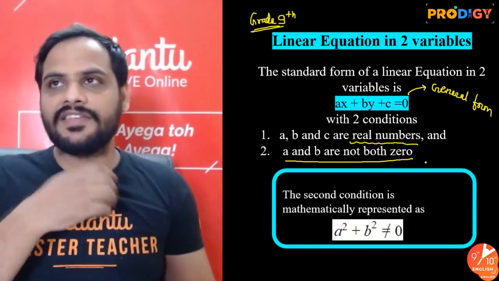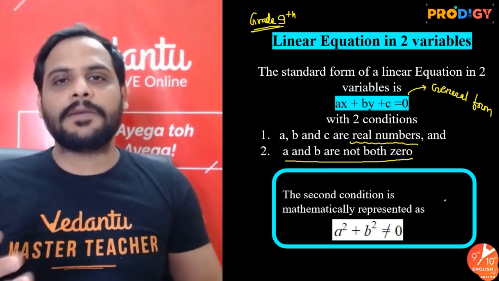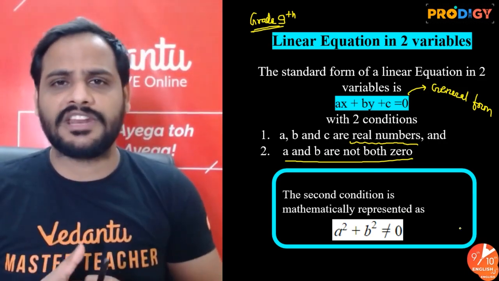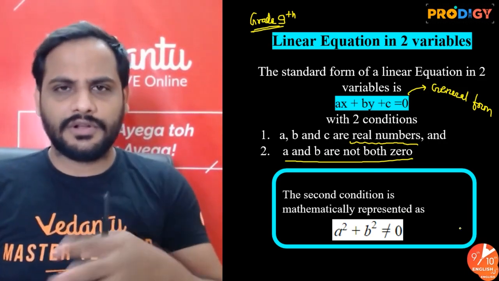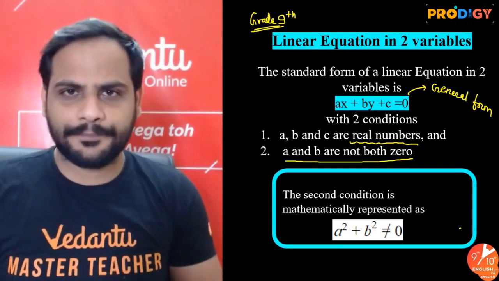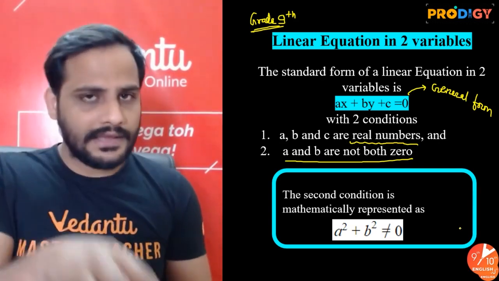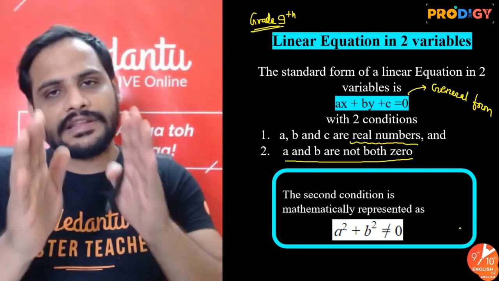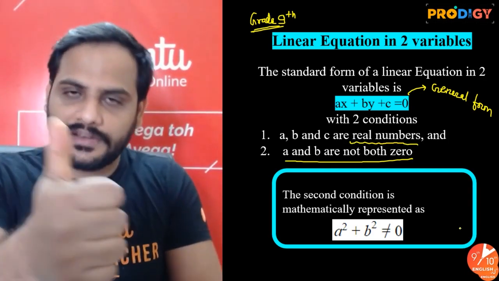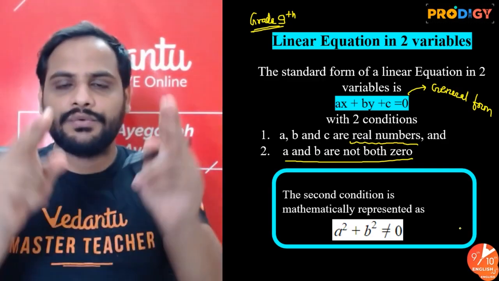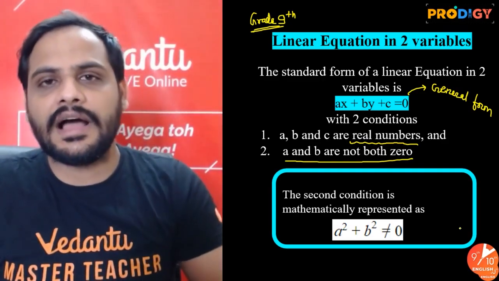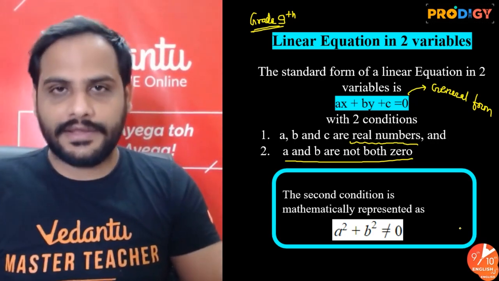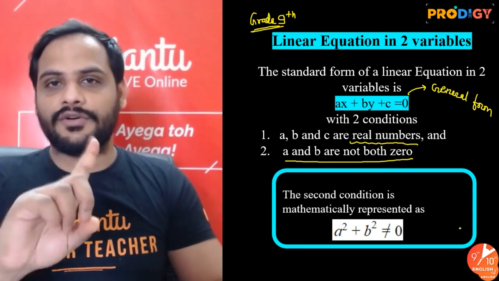Suppose I say 0 into x plus 2y plus c equal to 0, if I give you this equation and ask you, is this a linear equation in two variables? You will say yes sir, because although a is 0, b is still not 0. So a alone can be 0, b alone can be 0, or both are not 0. In these three cases it is a linear equation in two variables. But when both a and b are together 0, that means 0 into x plus 0 into y, in that case it is not a linear equation.